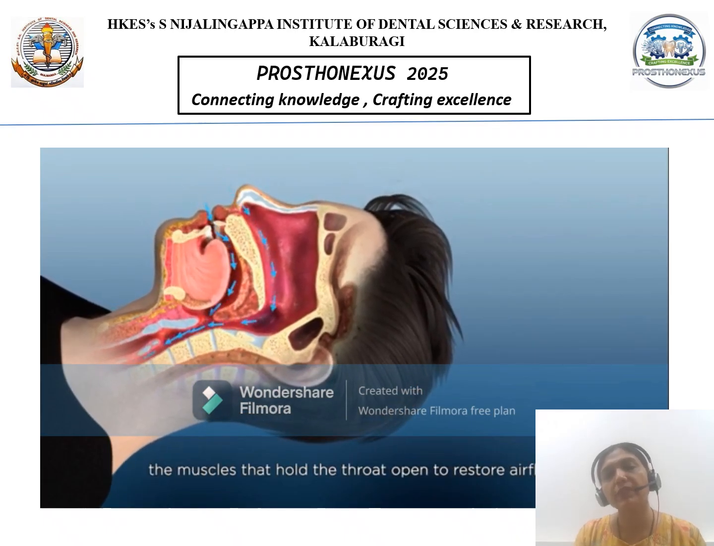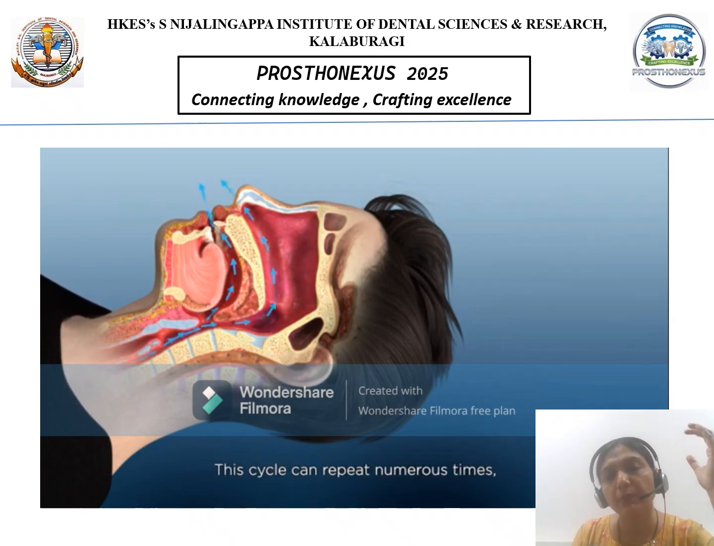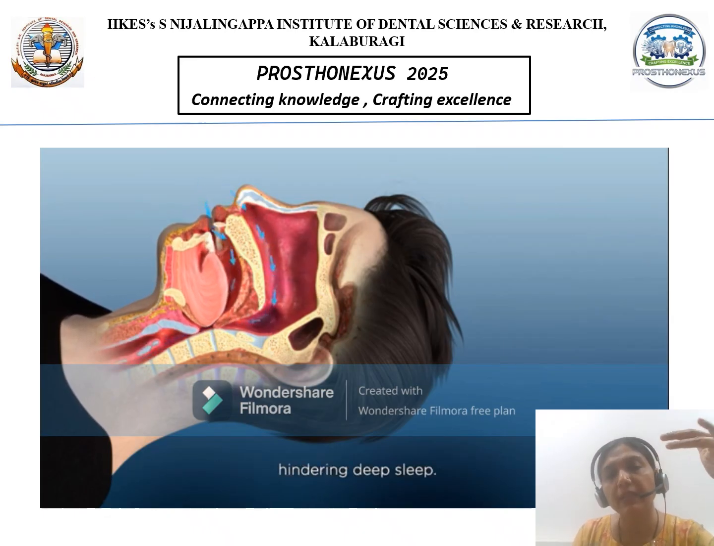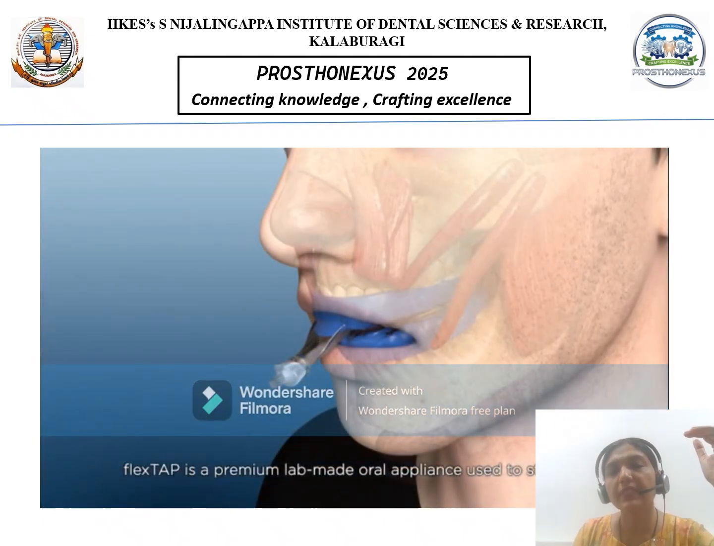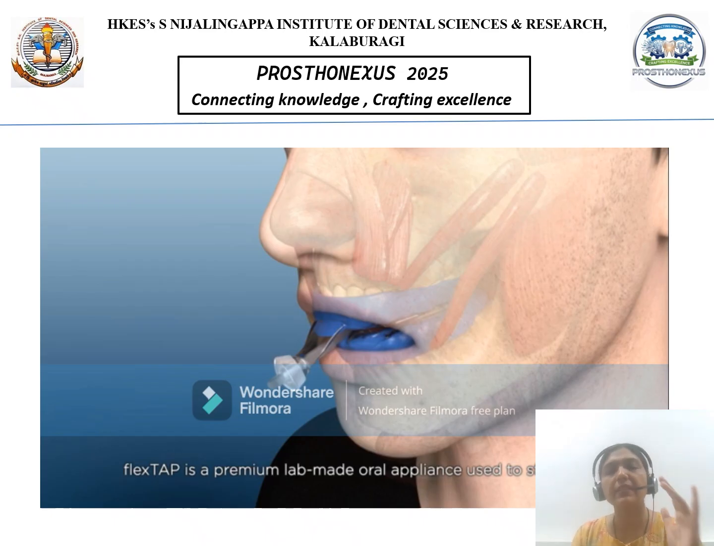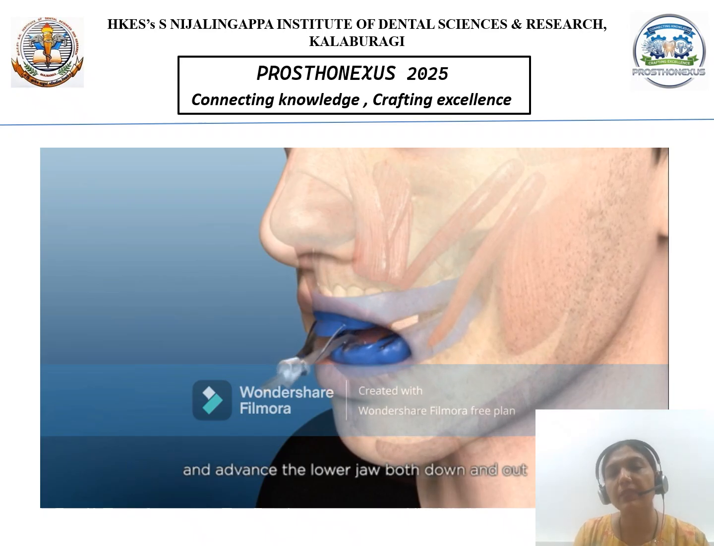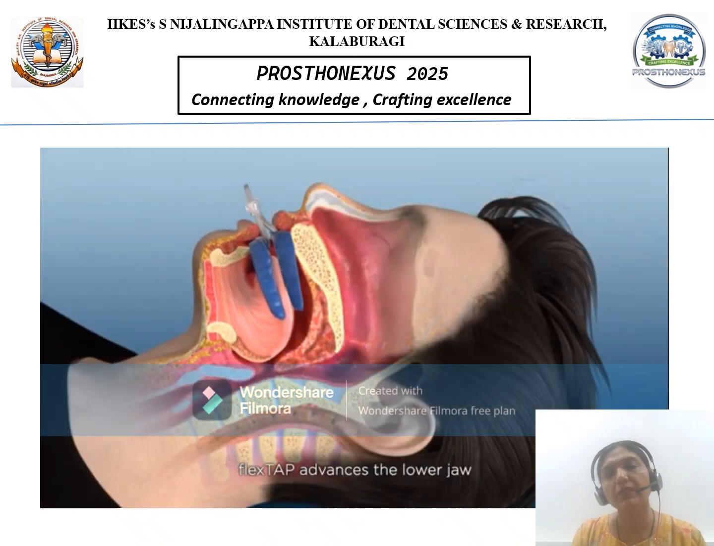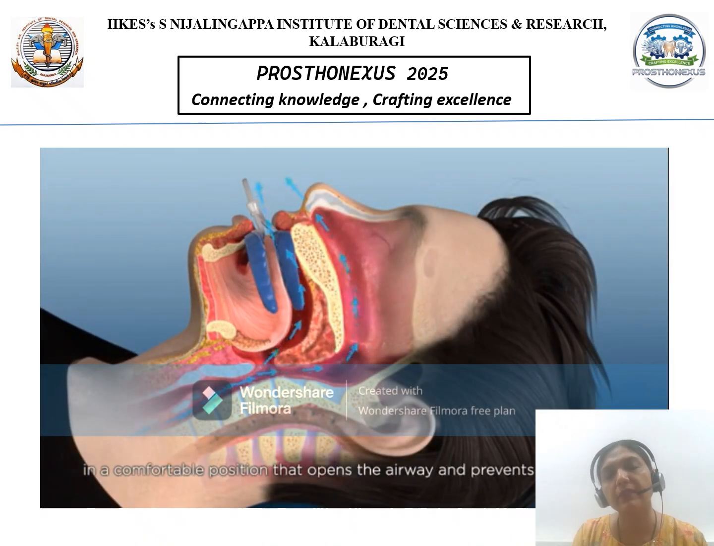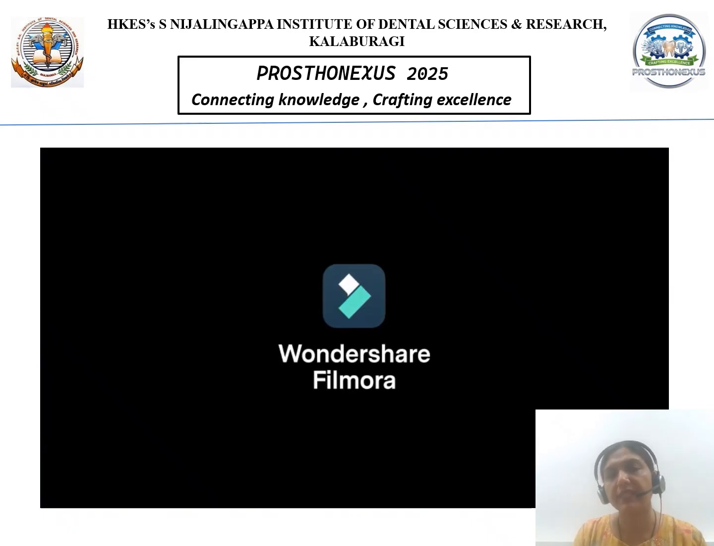Basically this video is showing how the patient is awakened by the stimulus from the brain to move the jaw forward and take the tongue a little forward for circulation. But with this particular device, which is known as the Flex TAP or mandibular advancement device, the mandible is brought forward. You can see here how the mandible is taken forward for improving the airway, and this is how the improvement in the circulation is seen over here because of the device.